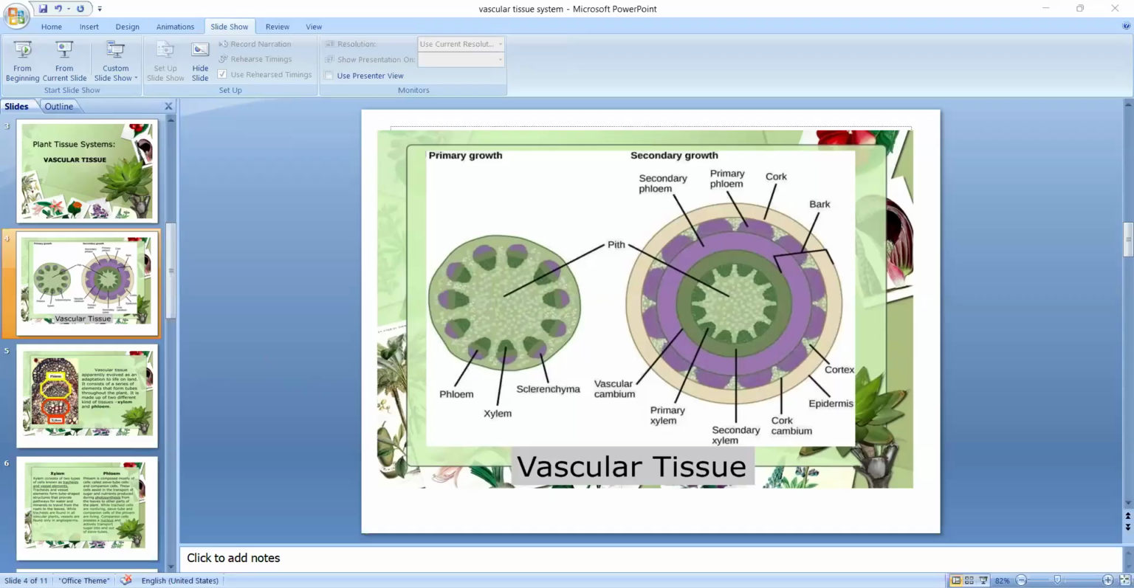So what is the function of the vascular system? Coming to the functions, conduction of water takes place through the xylem, and conduction of organic food substances takes place through the phloem. Already we know that water and minerals move through the xylem, and food materials through the phloem. Secondary xylem provides mechanical strength to the plant body. Secondary xylem is present after the development of secondary growth, and that secondary xylem provides the mechanical strength to the plant body.